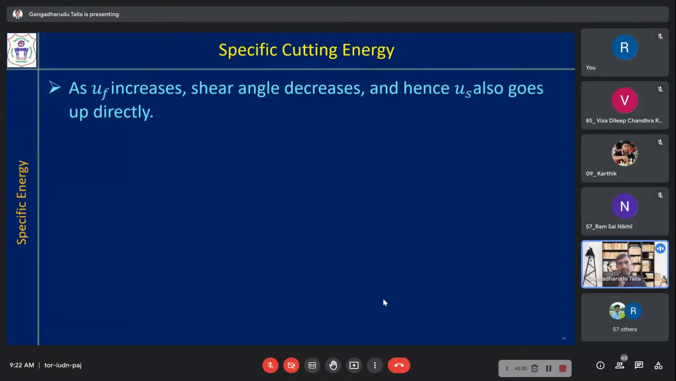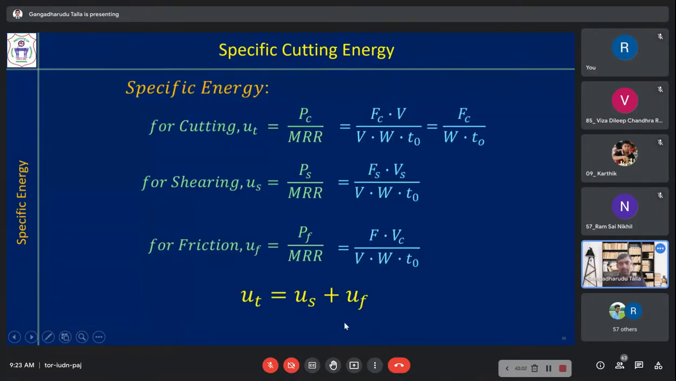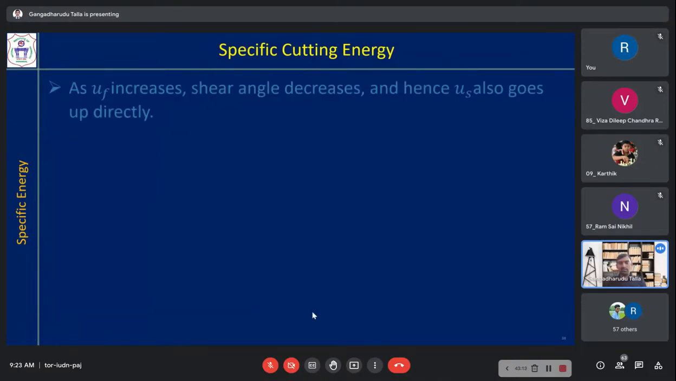Now, as UF increases, that means the friction energy requirement is increasing, and the shear angle decreases. As the friction force is increasing, the shear angle decreases. That we know from our Merchant theory also, 2phi plus beta minus gamma is equal to 90 degrees. And hence, US also goes up directly. So from this relation, friction is increasing, so the shear angle is decreasing. Once the shear angle is decreasing, US is increasing.